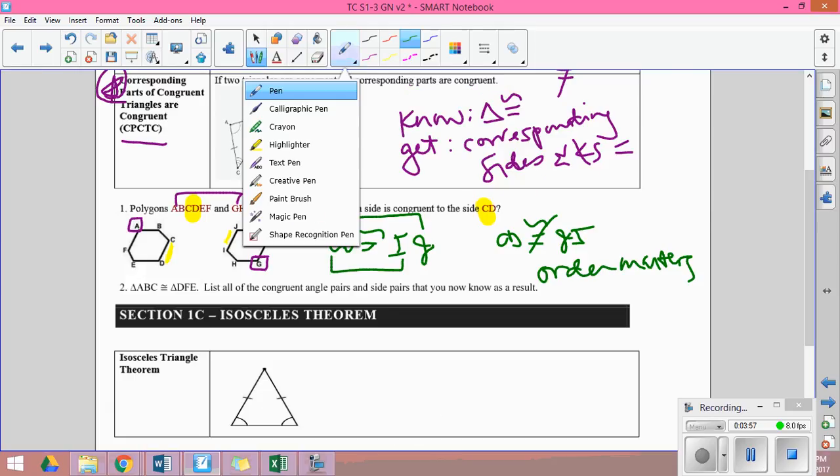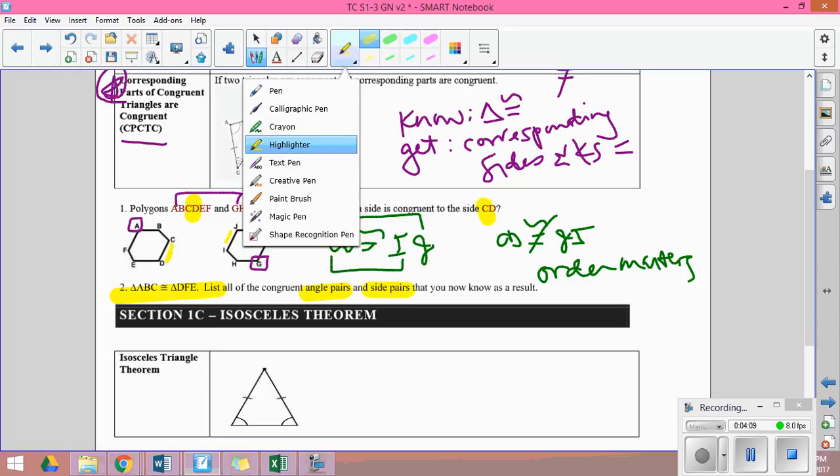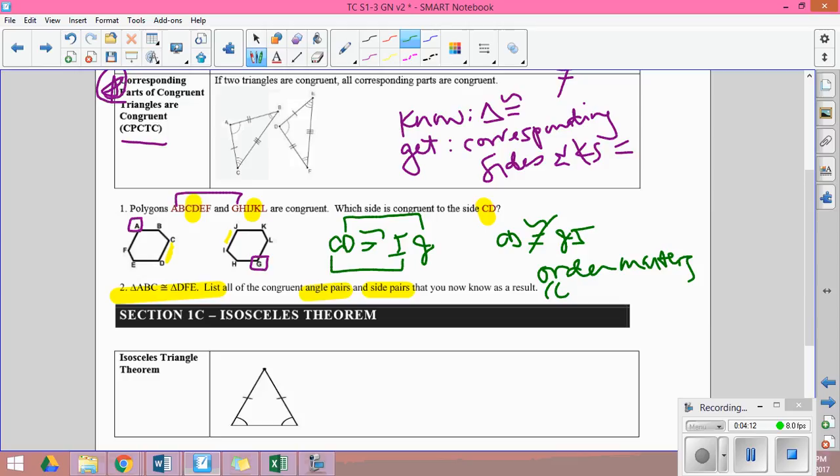In this problem, that's kind of hiding here, given that triangle ABC is congruent to DFE, list all the angle pairs and the side pairs that we know. So this is 6 answers. Okay, so what we know is that angle A is congruent to angle D. Angle B is congruent to angle F, and angle C is congruent to angle E.